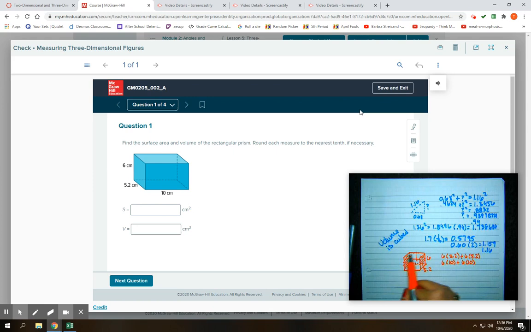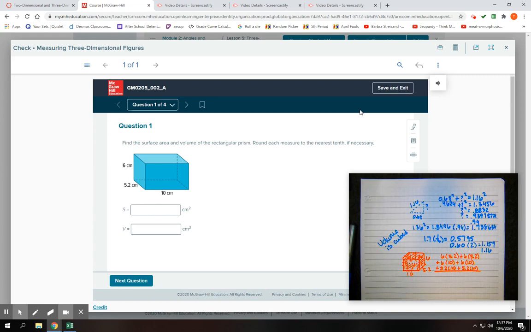So now we got to think about the top and the bottom. The top and the bottom are both 5.2 times 10, right? Because here's the bottom and here's the top. So we've got a 10 and a 5.2, 10, 5.2. Right? So 1, 2, 3, 4, 5, 6 faces total. So we have to find the area of each one and then add them all together.